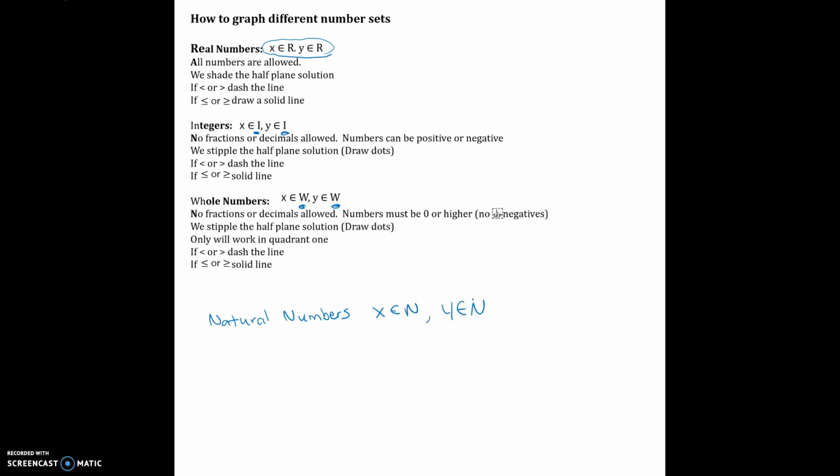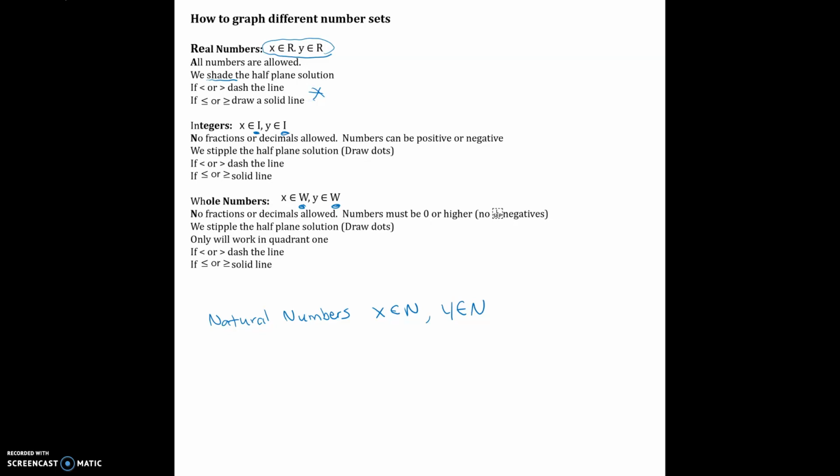So for real numbers, they're any number that we can think of. So we're going to shade the half plane. So wherever that solution lies, we're going to shade it. And then if our inequality does not include equal to, we're going to dash the line, but if there is a less than or equal to or greater than or equal to, we're going to draw the solid line. So this is important to remember.